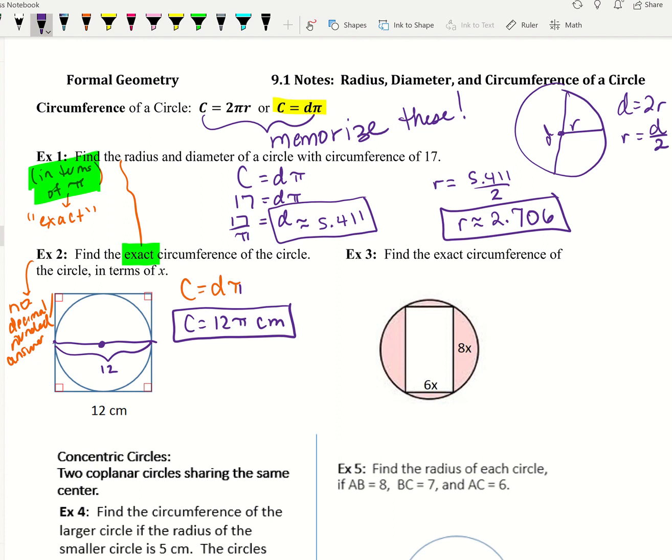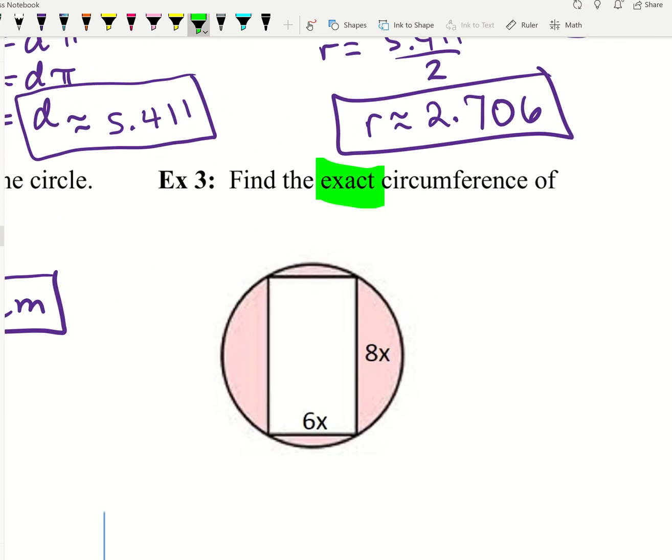All right, number 3, you also want to find the exact circumference of the circle, but this one's interesting. It says in terms of x. Remember, the directions got moved over. I'm super sorry. Now, since it said exact, we need pi in our answer. And since it also says in terms of x, what this is telling me is we're going to have both x and pi in our answer. So why don't you pause the video and give this one a try.